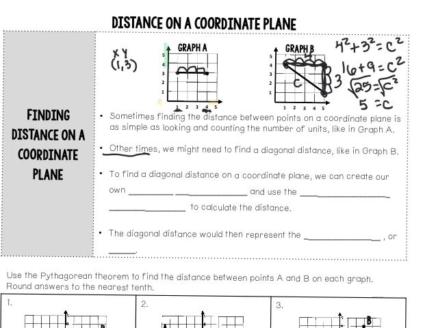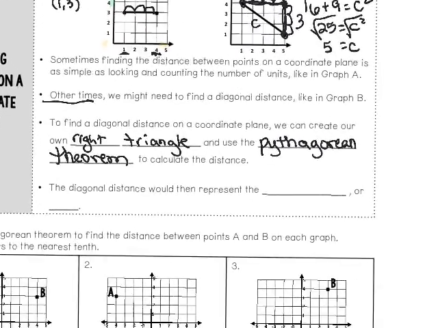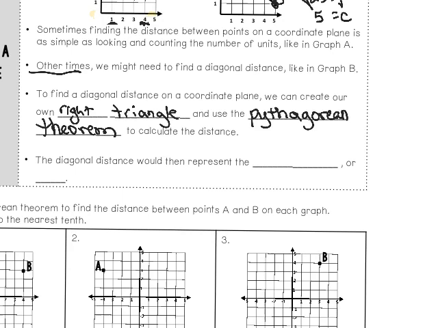So then to find a diagonal distance on a coordinate plane, we can create our own right triangle. Please put that in your notes. And use the Pythagorean theorem to calculate the distance. So we're going to create our own right triangles and then use the theorem. The diagonal distance would then represent the hypotenuse, or side C.